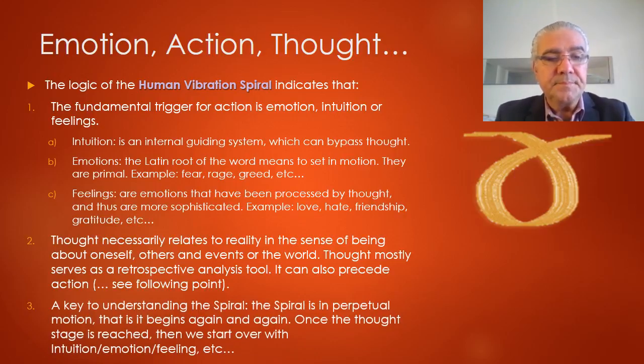But why are we saying that it can precede action? Because if you look at the spiral, it goes over and over again. It continues. So if you start with intuition, go to action, then thoughts, and then intuition again, thoughts get connected to intuition or emotions. So you have this interaction between thoughts and intuition, and that's what sets us into action.